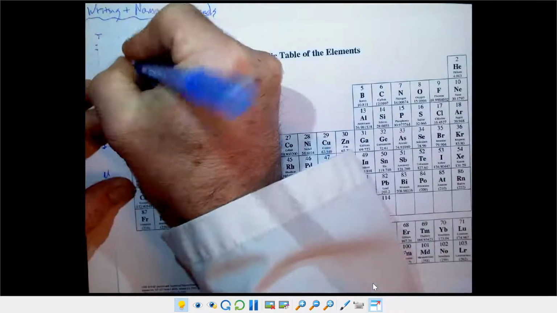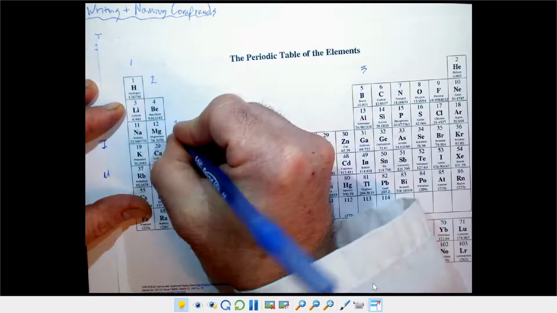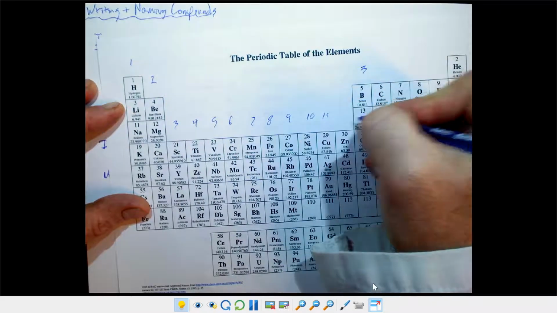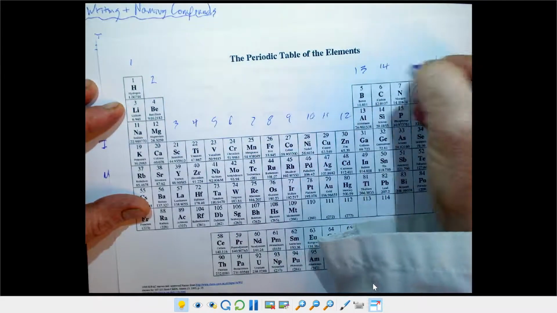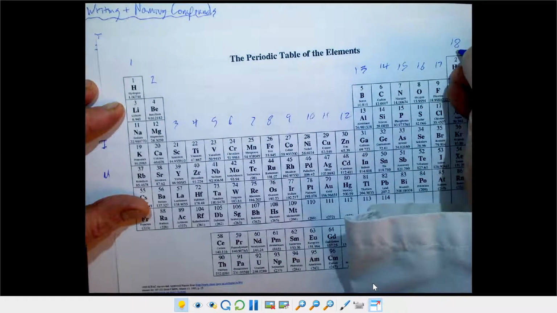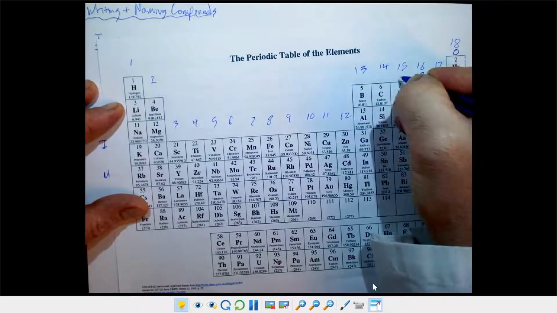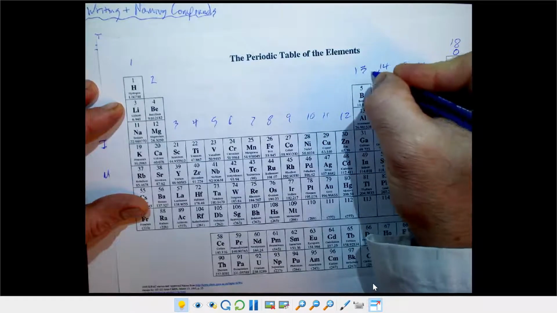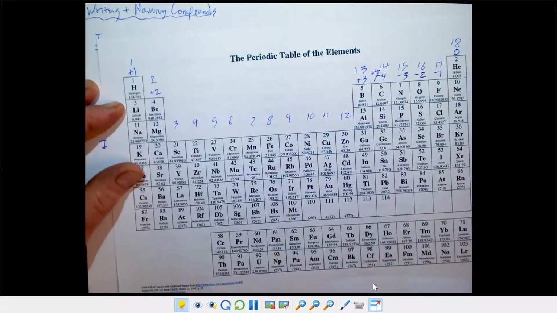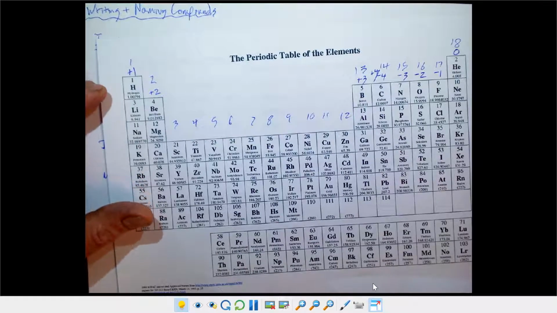We talked about how this is group 1, group 2, group 3, or no, this is 3, 4, 5, 6, 7, 8, 9, 10, 11, 12. This is 13, 14, 15, 16, 17, 18. Those are group numbers. And we said that anything in this group is going to have a 0 charge. This one's going to be a -1, -2, -3, -4, but it can also have a +4, +3, +2, and a +1.